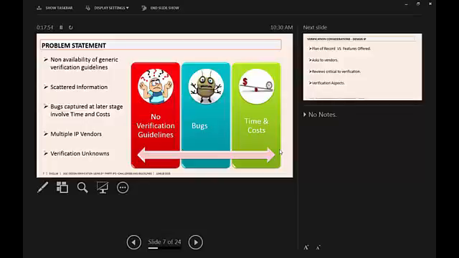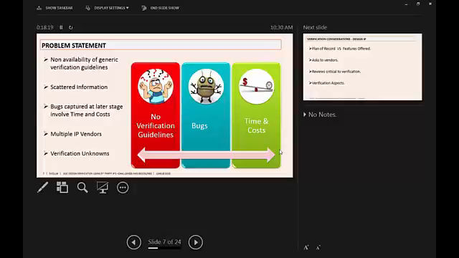Bugs captured at a later stage involve time and cost. This is also a risk dynamic. A third-party vendor has delivered to you, and he keeps doing his verification at his own site. Right? At some point in time, he brings a critical patch update. That's actually possible. So that is one of the most important problems that we need to be aware of.